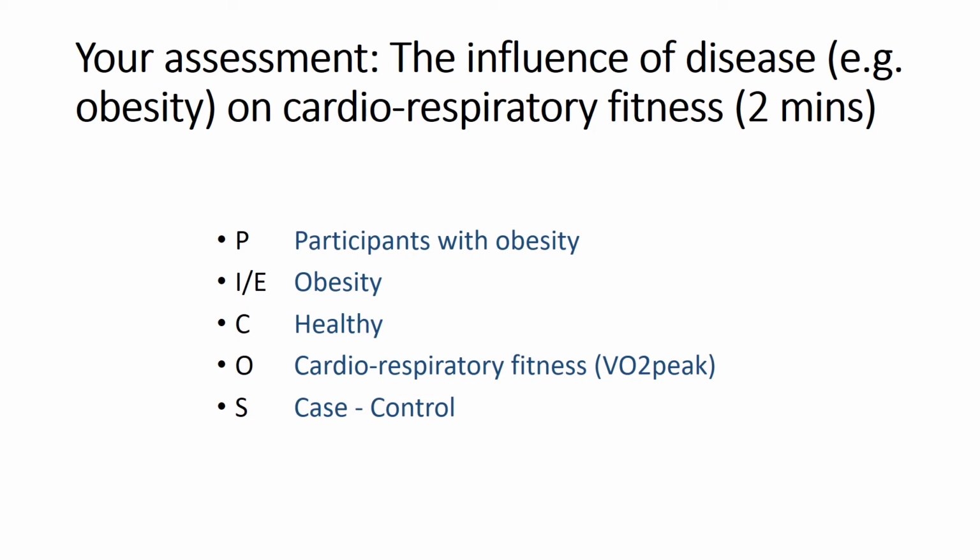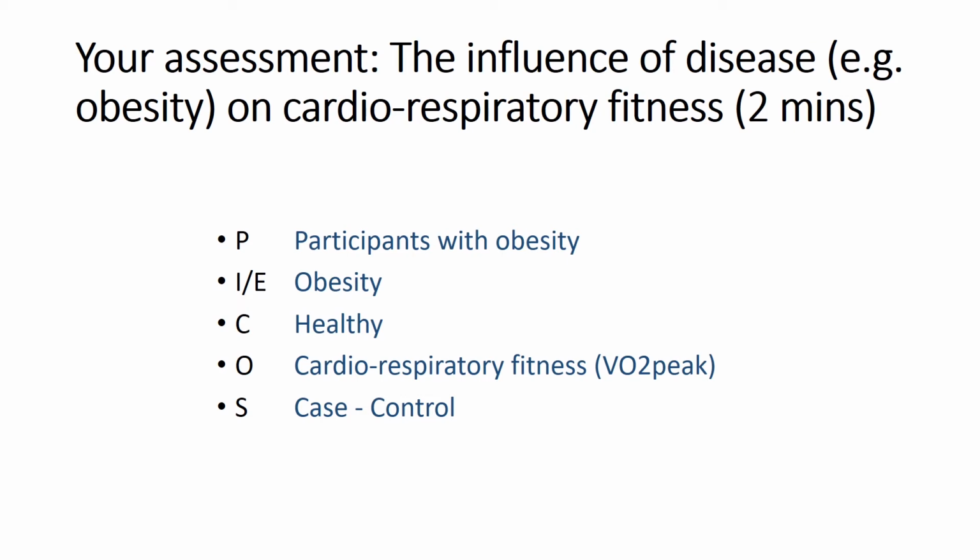Now we move down and ask, is it an I or is it an E? Well, if we're studying the effect of obesity on cardiorespiratory fitness, we're not giving anybody obesity. They're either obese or they're not obese, but we've not intervened. So it's an observational study. We're just observing the effect that obesity has on cardiorespiratory fitness. So in this case, it's going to be an E. And the E for us is going to be obesity again, because we're looking to study the effects of obesity.